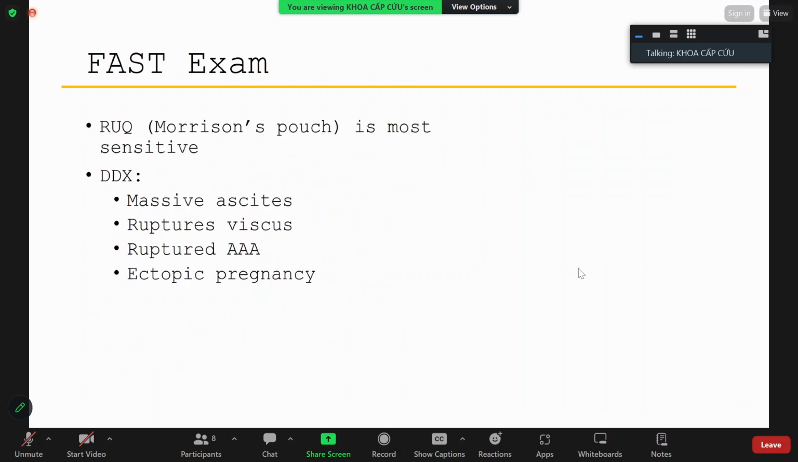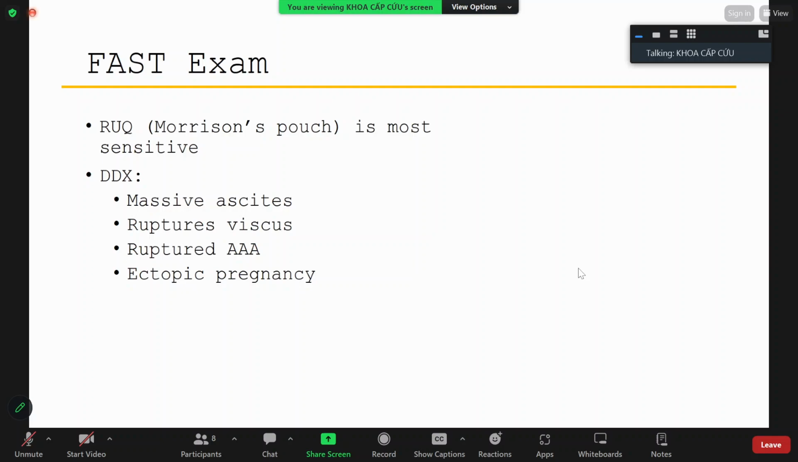And then moving on, after we do the IVC, we're going to go to the FAST exam. And I'm sorry if all of this is review for you, but the most sensitive location on the FAST exam for free fluid in the abdomen is the right upper quadrant. So that's always the place that I jump to first. And we really want to make sure that we're seeing that edge between the kidney and the liver, which is called the hepatorenal recess, or in America, it has the eponym of Morrison's pouch. And then we also want to see the liver tip.